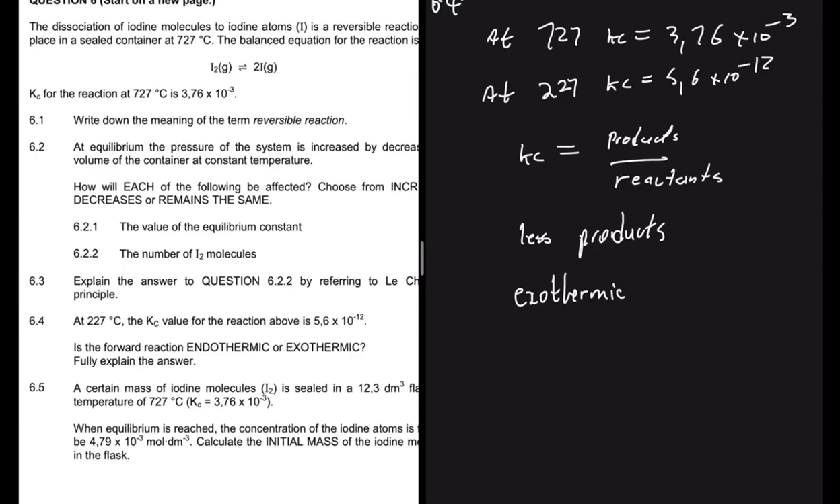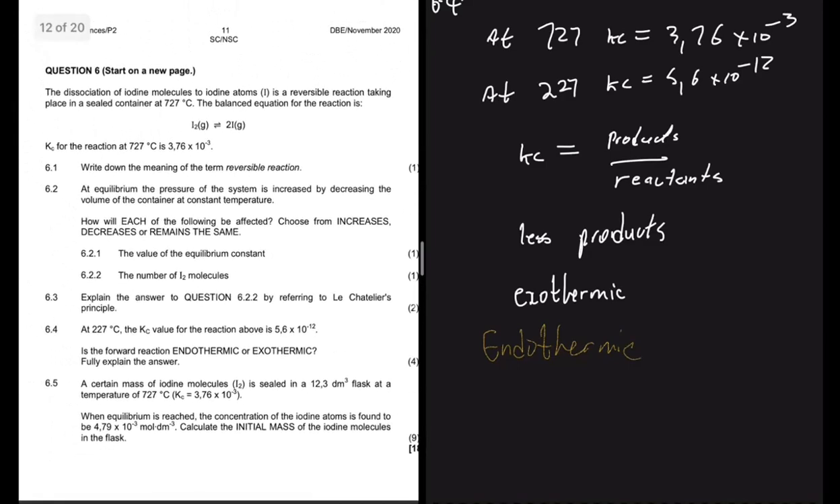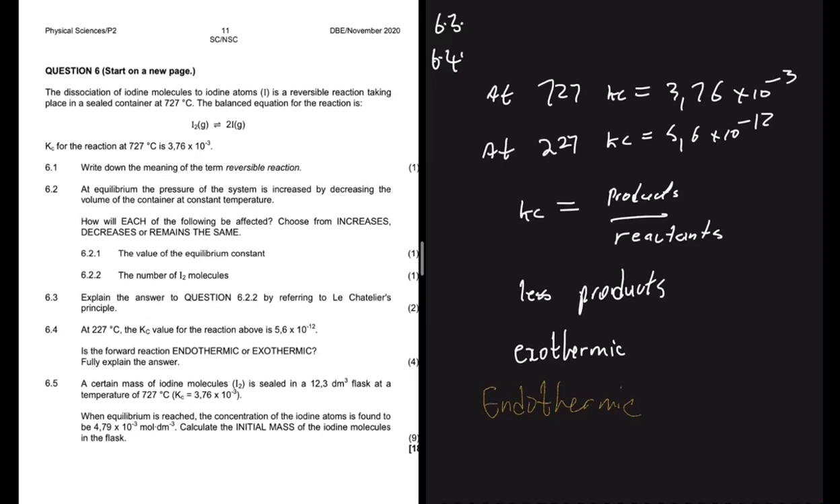And the question is asking us whether it's endo or exo, right? The forward reaction. So for our answer we're going to say endothermic, because we know fully well that the reverse reaction is exothermic because it was favored by a decrease in temperature. And then again, it says fully explain your answer, which is what I just did, right? So when you're explaining your answer, you can start by writing down these K values, explaining that Kc is basically products over reactants, and then you can see that when we decrease the temperature, there are fewer products, so the reverse reaction is favored. Which reaction is favored by a decrease in temperature? That's exothermic. So the forward reaction is consequently endothermic.